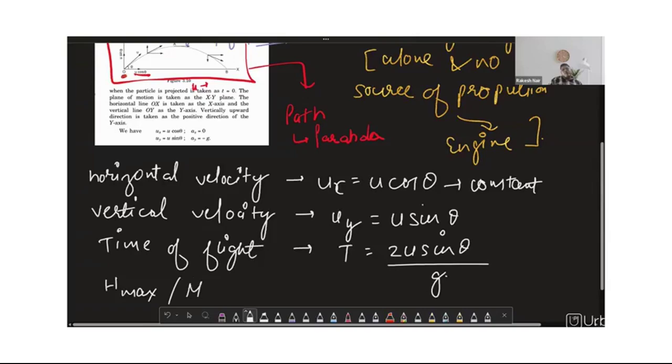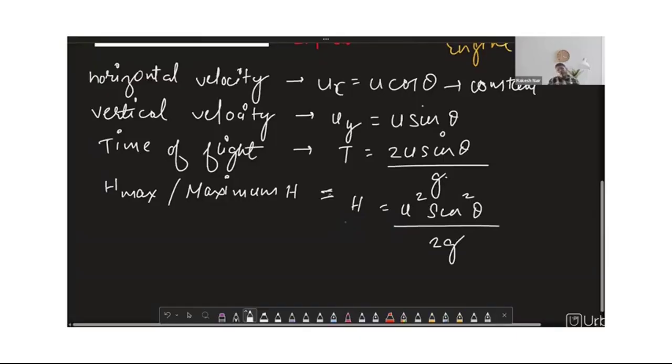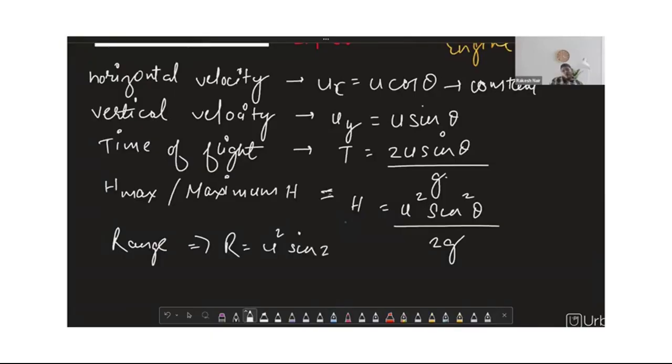Maximum height is u square sin square theta by 2g. And then one more form of it, which is also the formula for range or the path traversed. Range is equal to u square sine 2 theta by g.